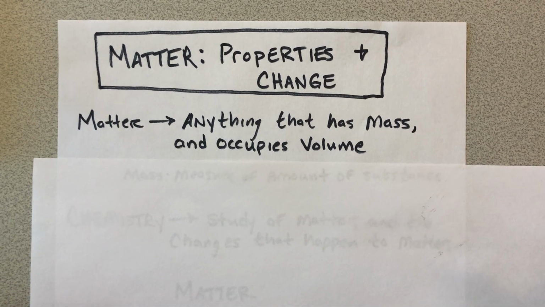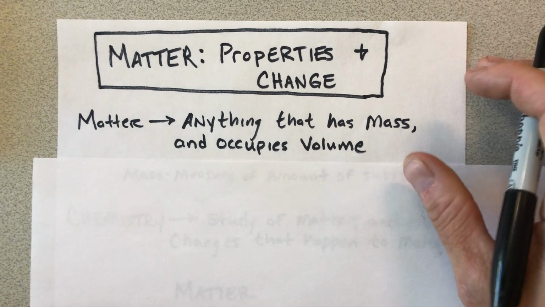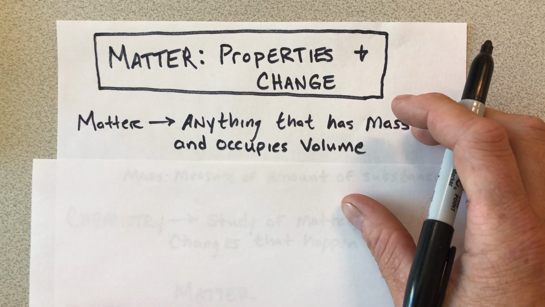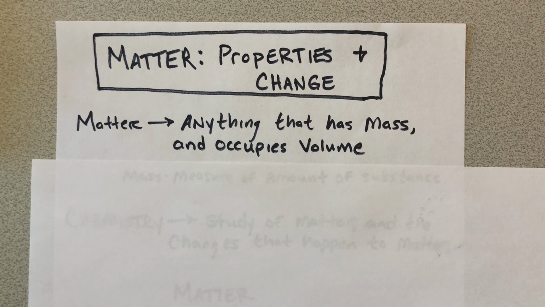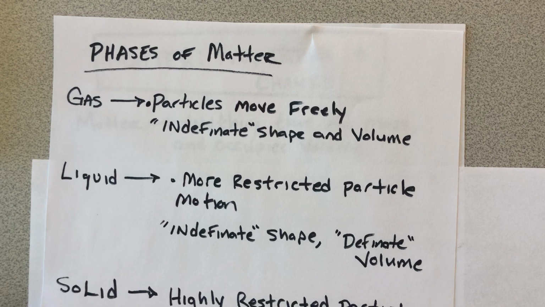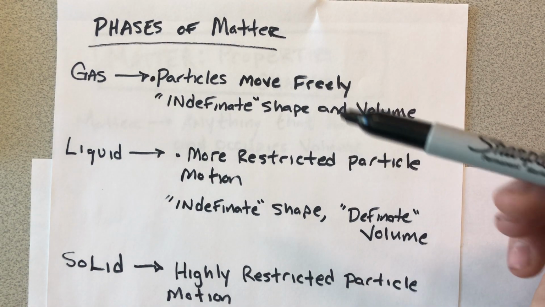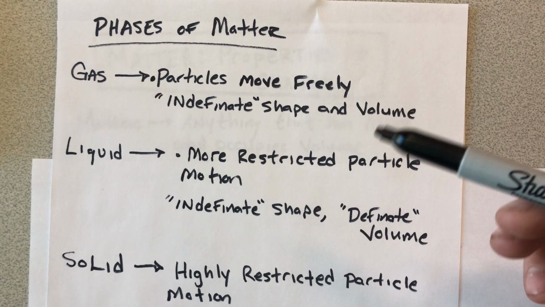It's just anything that has mass and occupies volume. Matter is all around you, stuff you can see, stuff you can't see, and it comes in a couple of different forms which you're probably already familiar with. So the phases of matter that you're likely to know already are these guys: gas, liquids, and solids.